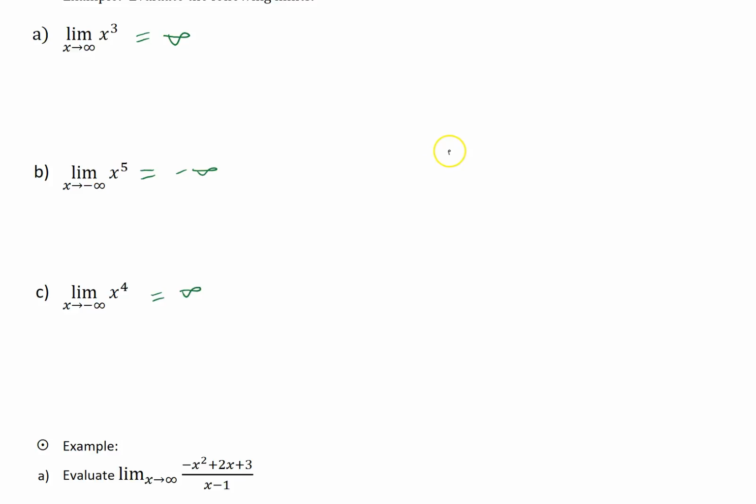And just to throw another example in here, if you took the limit as x approaches negative infinity of something like negative 3x cubed, you take the negative number, you cube it, you get a negative number, but when you multiply it by negative 3, that becomes a positive. So this one would actually be positive infinity.